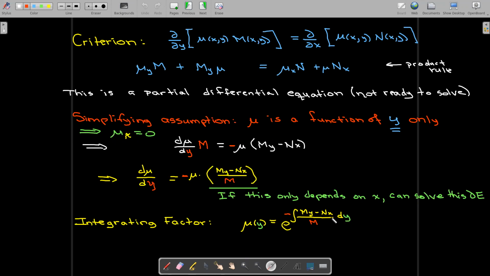And on the other hand, if I had N in the numerator, here I have N sub x, so this would be a dx. And then finally, the last thing to remember is that when you do have a dy, you need this minus sign on the integrating factor.